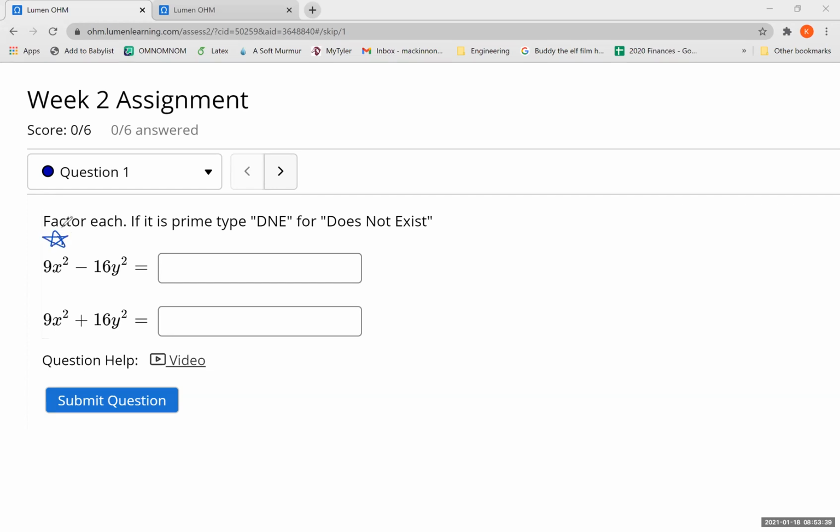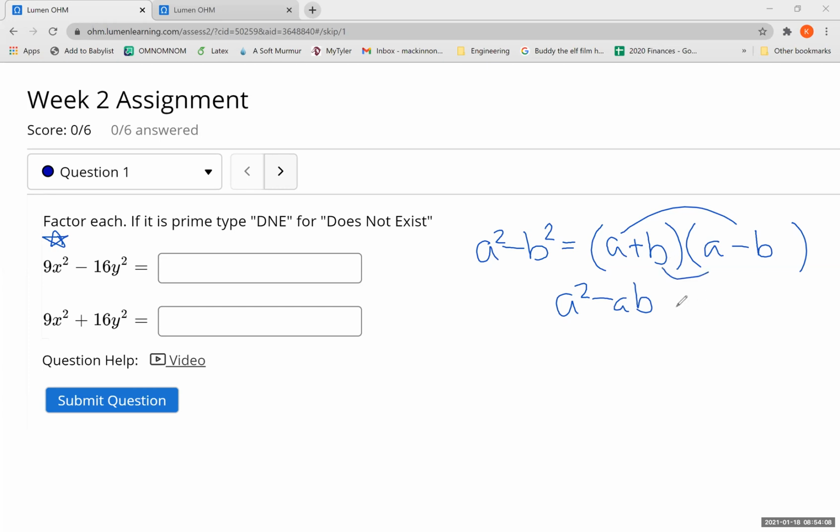For this first one, something I want you to observe, a little key fact, is if you have something like a squared minus b squared, that factors really nicely, just formulaically, to a plus b, a minus b. If you aren't convinced by this, if we FOIL this thing, our first would be a squared, and then our outers, minus ab, then our inners plus ab, and then our last, minus b squared. These would cancel, and I'd have a squared minus b squared.